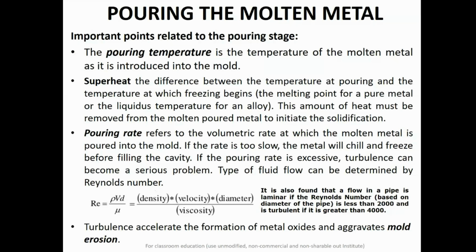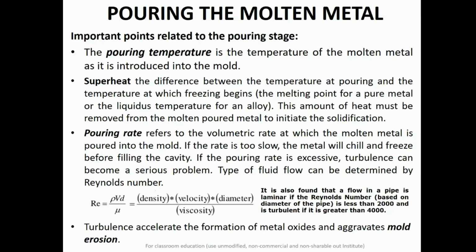You might have studied it in fluid mechanics, and it is calculated with the help of this simple formula, which is equal to rho v d upon mu. So rho is the density, v is the velocity, d is the diameter of your runner and gating system, and mu is your viscosity. And you all know that if this Reynolds number is less than 2000, then your flow is of laminar type. Otherwise, if it is greater than 4000, then the flow will be turbulent flow.